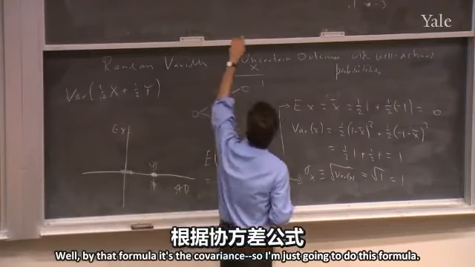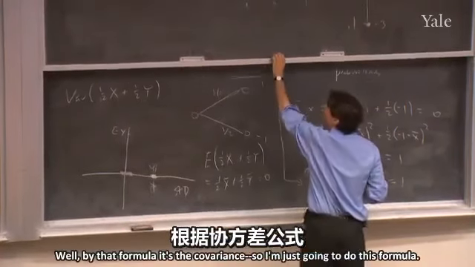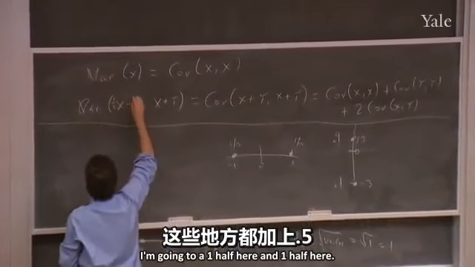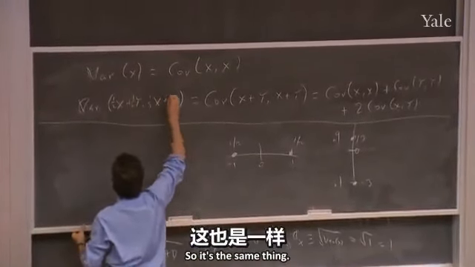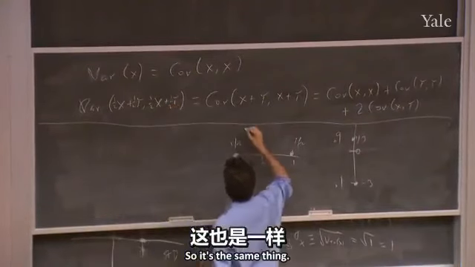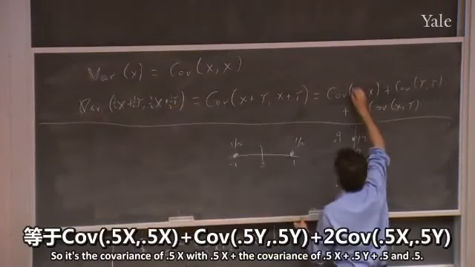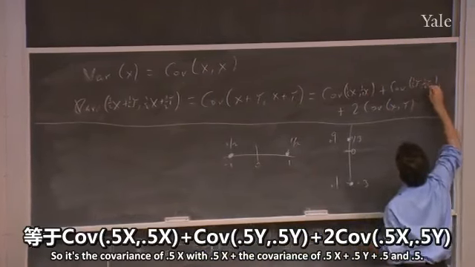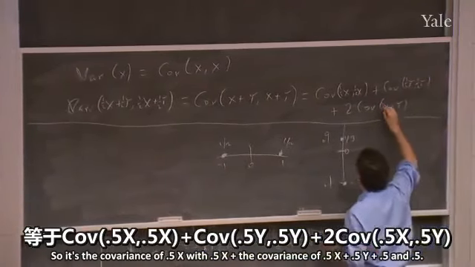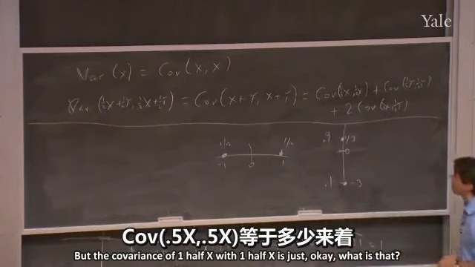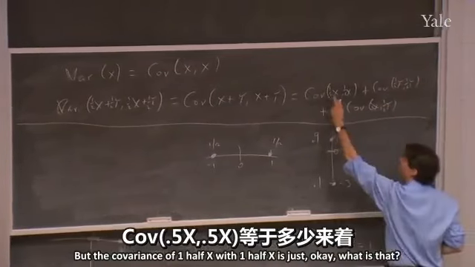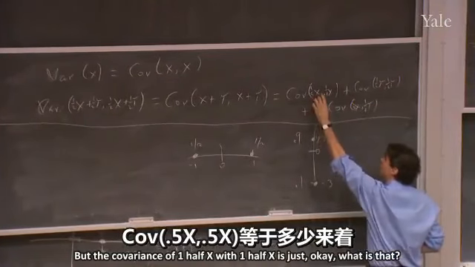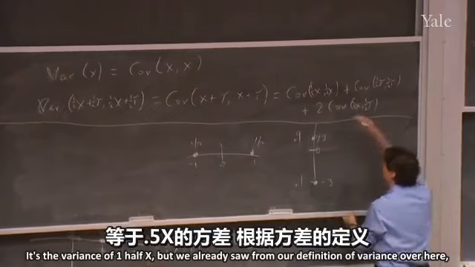Okay, well, by that formula, it's the covariance, so I'm just going to do this formula. I'm going to do a half here and a half here. Okay, so it's the same thing. So it's the covariance of a half x with a half x plus the covariance of a half x with a half y, plus a half and a half. Okay, but the covariance of a half x with a half x is just, okay, what is that? It's the variance of a half x.